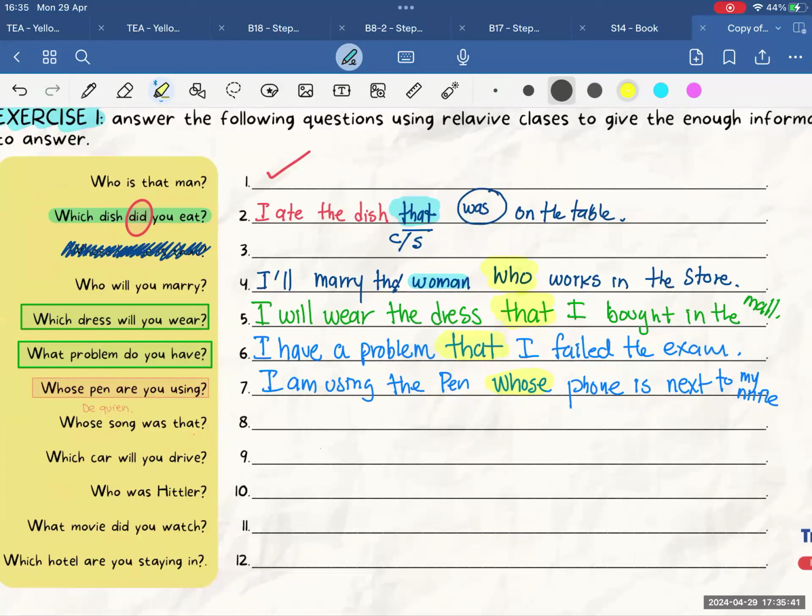Like in this case, let's go with number 9. Which car will you use? Or which car will you drive? In future are easy, I think. Which car will you drive? Kevin, which car will you drive?